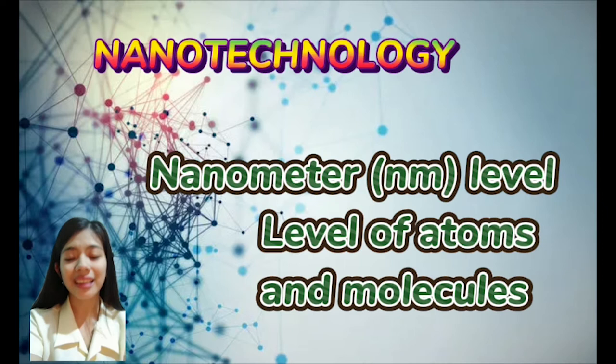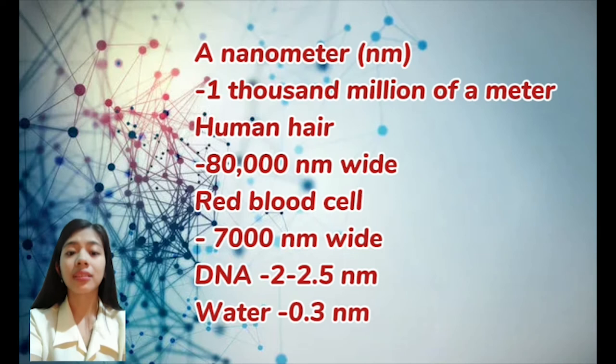A 1 nanometer is equivalent to 1,000 millionth of a meter. As for a single human hair, it is about 80,000 nanometers wide, a red blood cell is approximately 7,000 nanometers wide, a DNA molecule is 2 to 2.5 nanometers, and a water molecule is almost 0.3 nanometer.